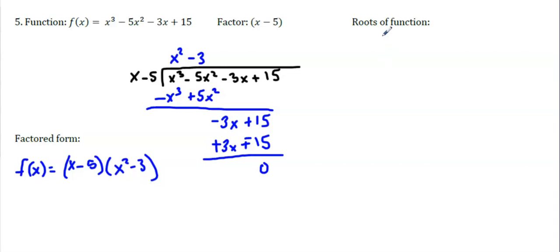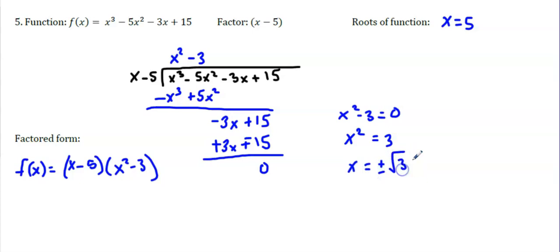However, I do have more work to do to get my roots. I know that one of my roots is x equals 5, but for my other root, I need to set x squared minus 3 equal to 0 and solve. So I'll add 3 to each side, and then take the square root, and I get a positive and negative square root of 3. So my roots are x equals a positive square root of 3 and x equals a negative square root of 3.